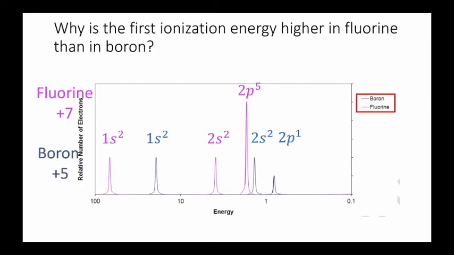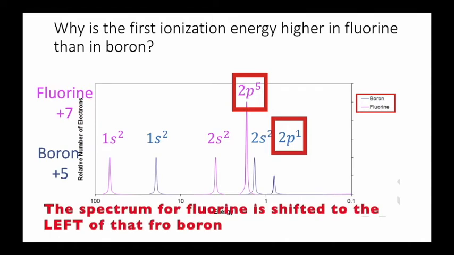Now the next question is, why is the first ionization energy higher in fluorine than it is in boron? Now the ionization energy is the energy that is needed to pull off the valence electron that's easiest to pull off. And we can tell which one this is because they should have the lowest binding energy. So they will be the electrons farthest to the right. And we can definitely see that the first ionization energy for fluorine is going to be higher than it is for boron. Indeed, we see that the whole spectrum for fluorine is shifted to the left.